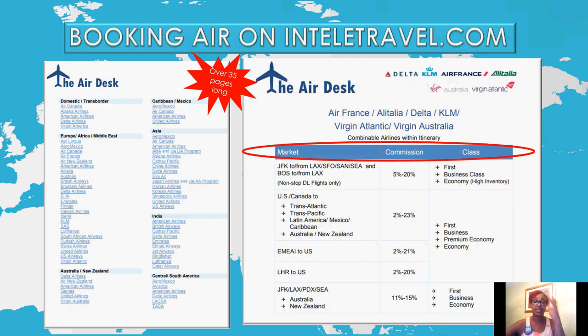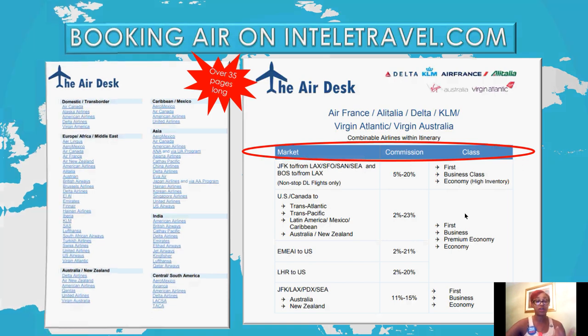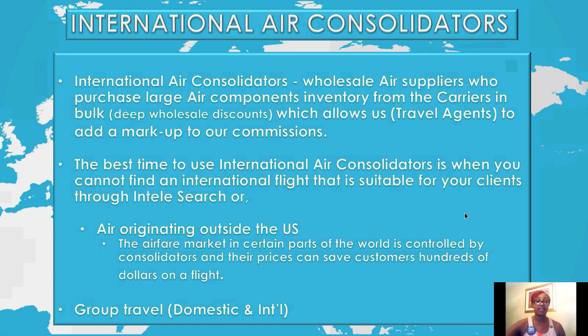And this is the air desk, and this is kind of a copy of what it looks like. It's divided into 3 columns: the market, the commissions, and the class type. So you can check your market here, and you'll know what commissions you'll be paid and for what class type you're purchasing the ticket for your clients. So take a look at that.